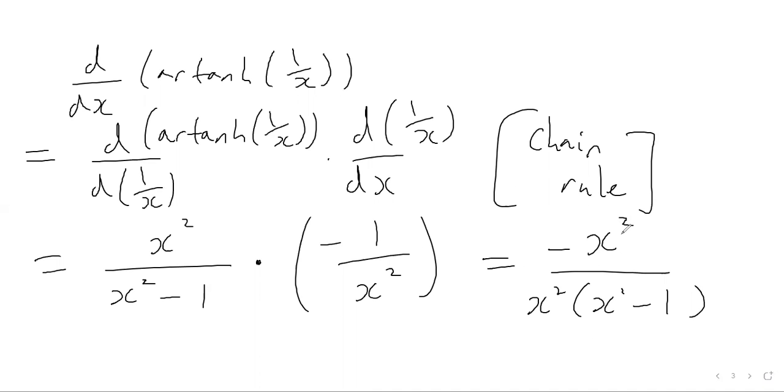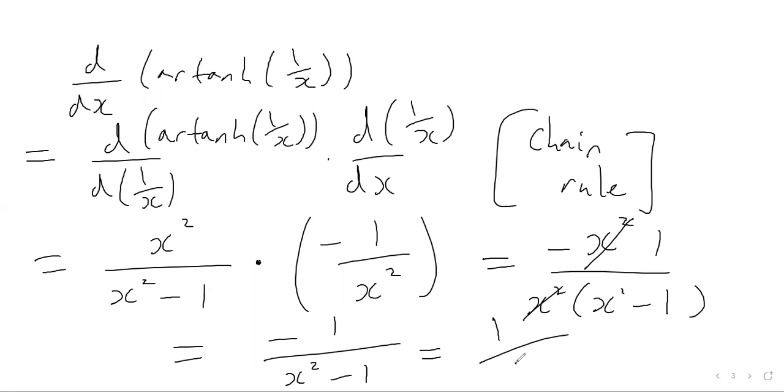At this point, we can obviously cancel out the x squareds. So you can cancel that out with that. And so as a final result, we get negative 1 over x squared minus 1. And in fact, we can actually factor out a negative 1 on the bottom of that fraction. And if we do that, we would get 1 over 1 minus x squared.